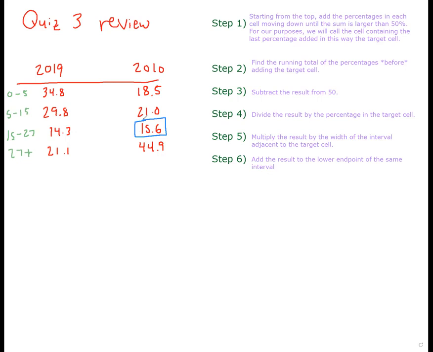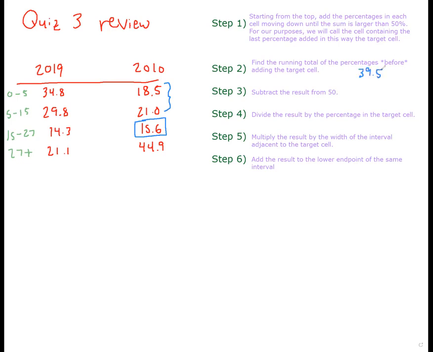That's my target cell. Step 2, find the running total of percentages before adding the target cell. What I mean by that is just add everything up to, but not including, the target cell. So that's going to be 18.5 plus the 21.0. That gives me 39.5.